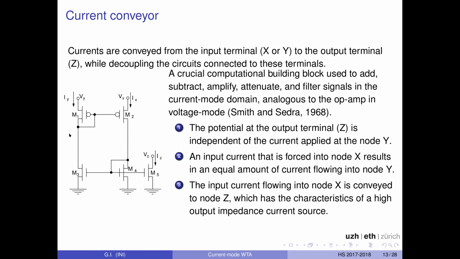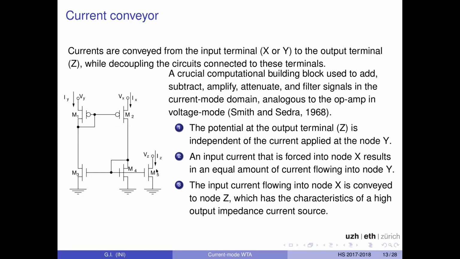And here you see a schematic diagram that is actually satisfying these 3 equations. The input terminals are X and Y. The output terminal is Z. If you apply an input current on the Y terminal, the same current flowing through Y results in flowing through X. It's because of the current mirror. And then this current mirror is copied again. So whatever current is flowing through Y is conveyed to Z.